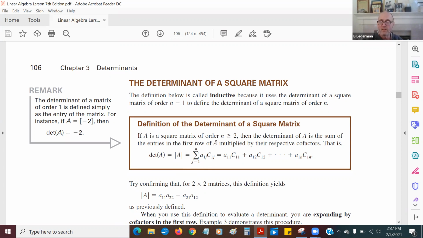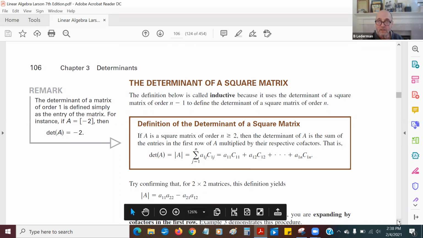So we're dealing here with the entries that are in the first row: A11, A12, up to A1n. The A's here are all the entries along the entire first row, and each entry you multiply by its cofactor, which means the minor with a plus or minus sign. So this first one is going to be a plus, the next C is going to have a minus in it, plus, minus, and so on and so forth. And that's how it works.